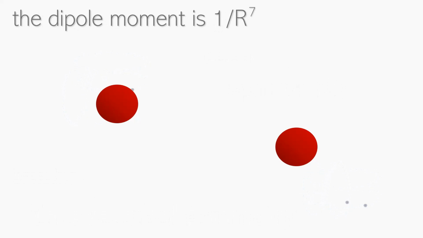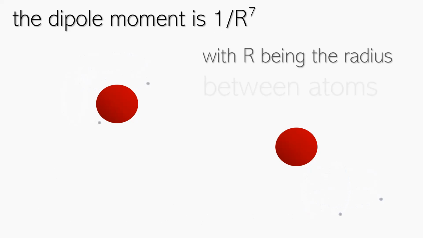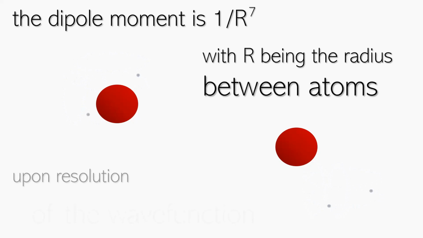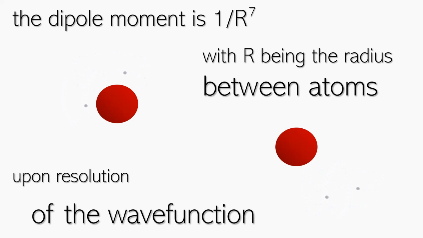The dipole moment is 1 over r to the 7th, with r being the radius between atoms upon resolution of the wave function. So now these atoms have a defined position and a new boost to their angular momentum. And the van der Waals forces induced between these ions and the nonpolar lipid membrane may cause some additional leak of ions into the neuron due to the induced drop in membrane resistance.